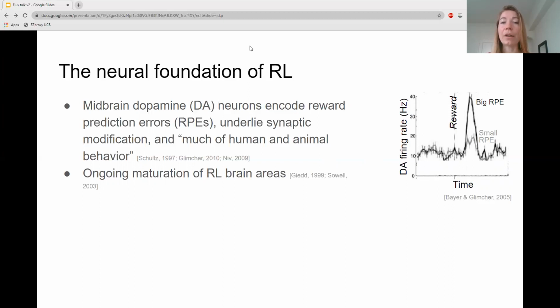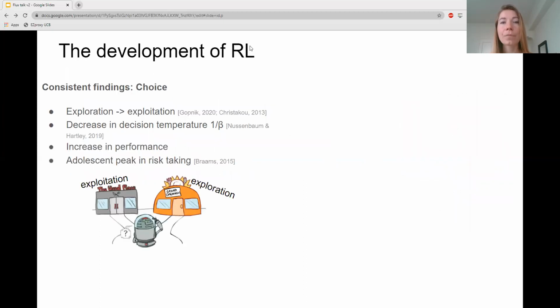Interestingly, key areas of RL are still developing throughout the teen years, and many hope that computational models can shed light on this process. So back to our original question. Of course, we were not the first to ask how learning develops, and we've seen a large number of developmental computational studies in the last decade or so. Probably the most consistent finding in all these studies is that children have the tendency to explore, whereas adults have the tendency to exploit.